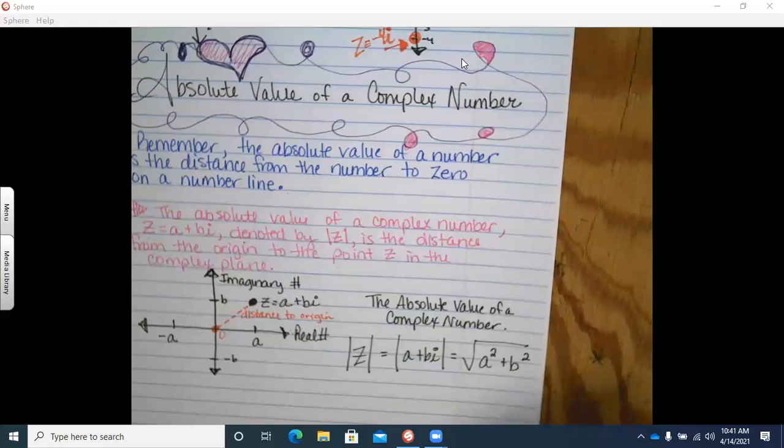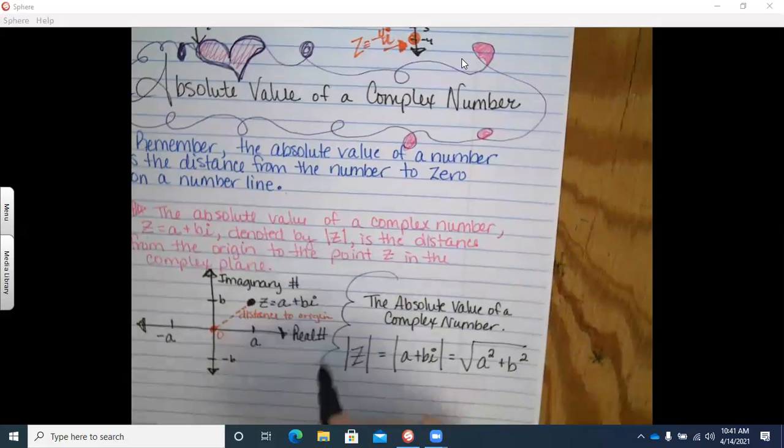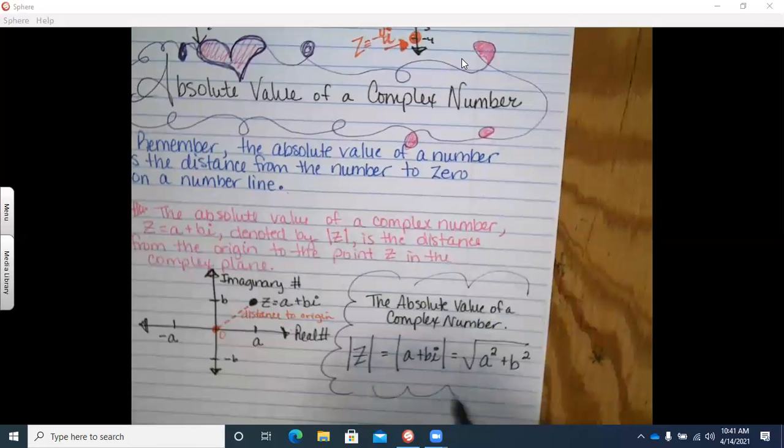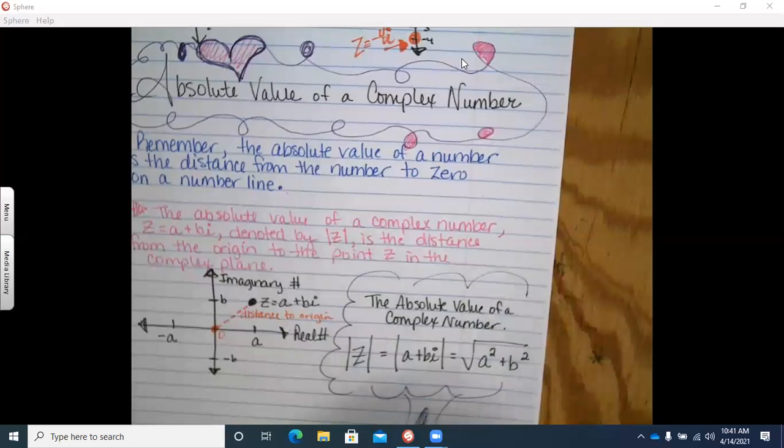Or you could think about it as you're forming a little right triangle. We know a squared plus b squared equals c squared. You're finding basically c of a right triangle, the hypotenuse. So that makes sense. We know when you take the square root of a number, it can be positive or negative, but since distance is always positive, you would only take the positive root. Okay? Any questions so far?